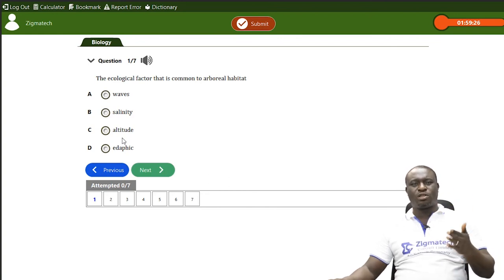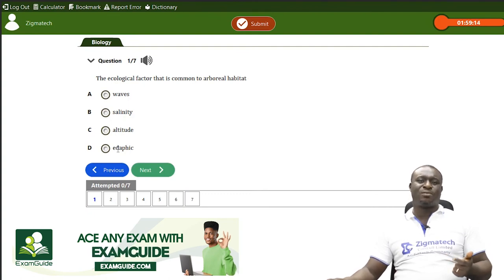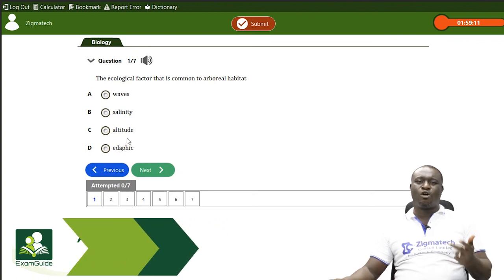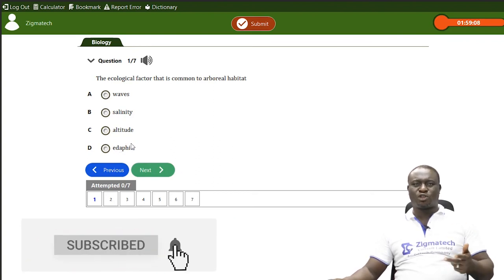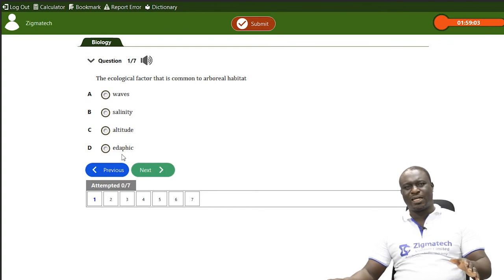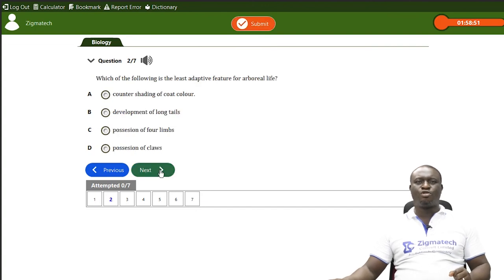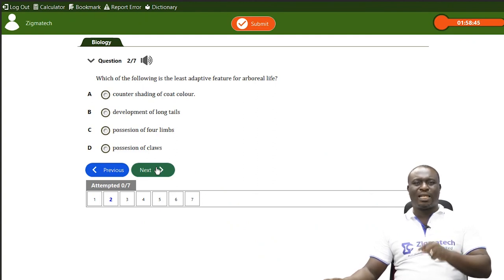But if you look at the options given here, the ecological factors, we have waves. No, waves has nothing to do with arboreal habitat. We have salinity. It has nothing to do with arboreal habitat. The two things that have something to do with arboreal habitat are edaphic and altitude. But edaphic talks about the soil, so it is more on grassland, arid land, forest, and all that. So it has nothing to do with arboreal habitat. Now, the correct option to this question is altitude.